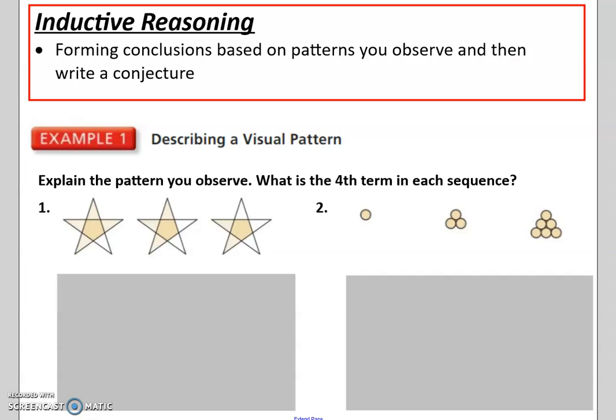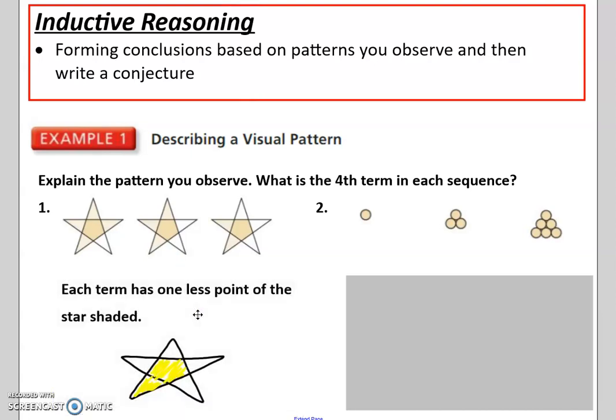So if we look at the stars here, I'm just observing them. I notice at first everything is shaded but this lower right point of the star. Then it's the lower right one and the one counterclockwise to it that's unshaded. And then it kind of kept moving. So I observed that happening three times. So my guess is that that's going to keep happening. Each term has one last point of the star shaded. So that 4th term is going to keep on moving counterclockwise, unshading the points of the star. Okay, and that's my conjecture.